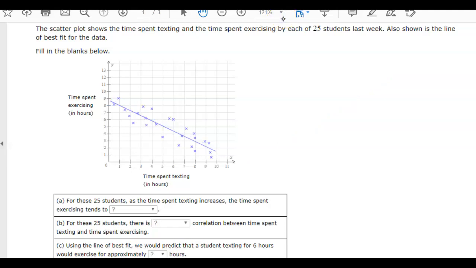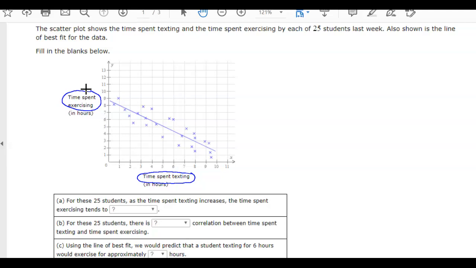We've got a few questions, so let's take a look at this here. I'm going to switch away from the line tool and go to the freehand tool. So let's look at the data on the x-axis, and that's the time spent texting in hours. And let's also look at the y-axis, and that's the time spent exercising. And just think about it for a second. The more you are on a TV or on a phone or any other device, the less time that you have to be outside, and the less time that you have to exercise.